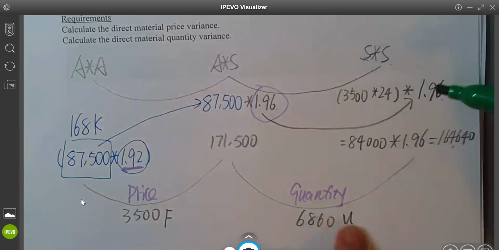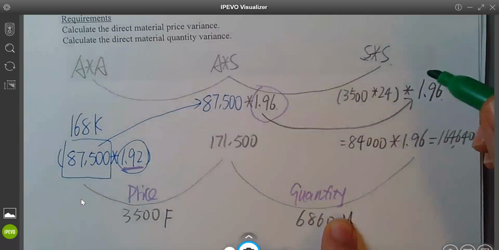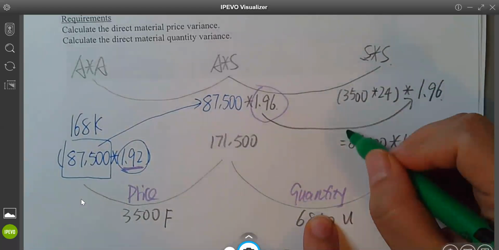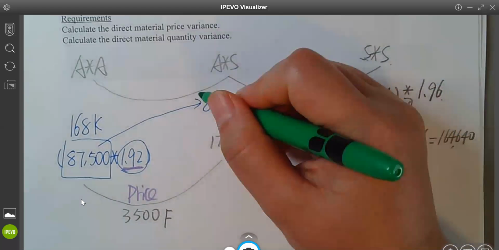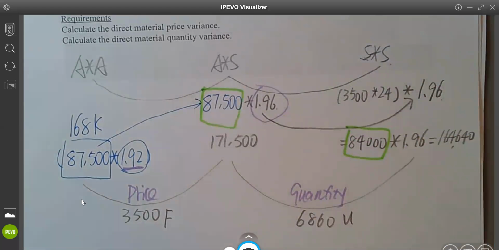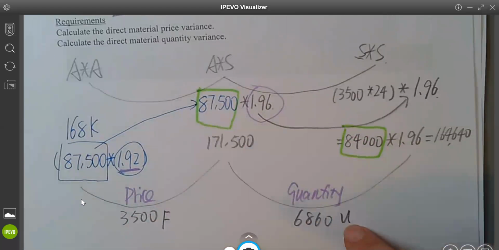Why is quantity unfavorable? We thought based on the standard we only need 84,000 pounds of the material. We only need 84,000, but actually we used 87,500 pounds. Okay, so we used more pounds than the standard, so that is unfavorable.